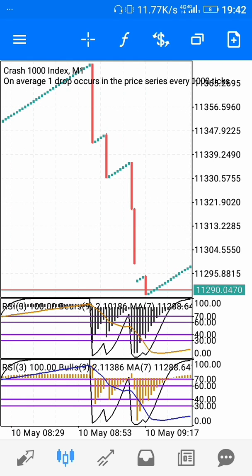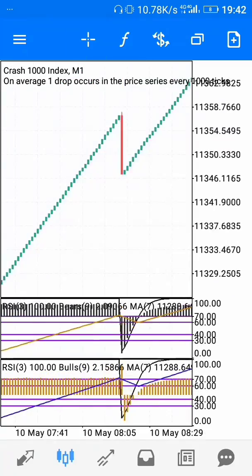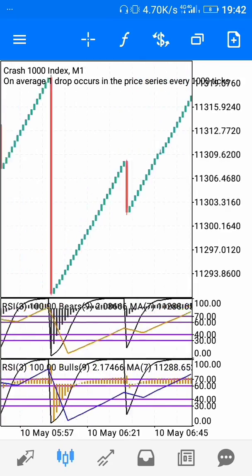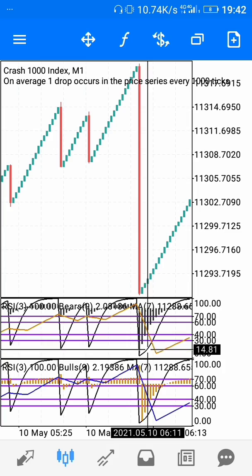Okay, now this was a good entry as well. Look at it here. So with this strategy you can have over 60 entry points in a day. Okay, you can do the calculation yourself.